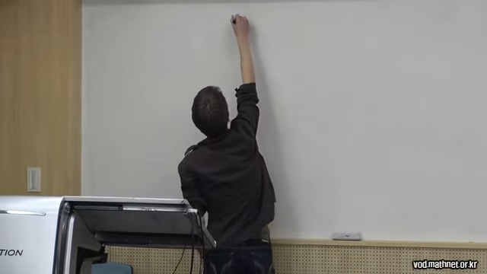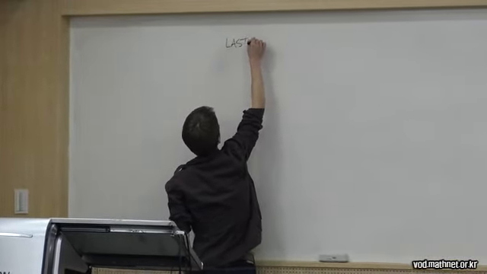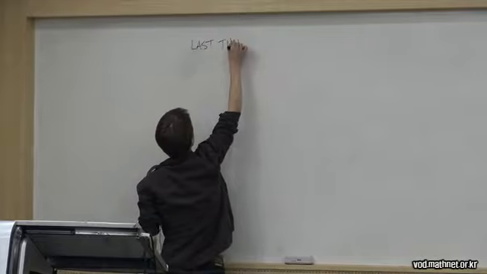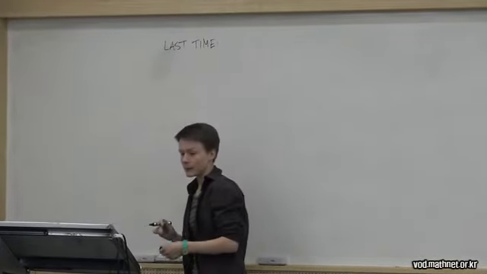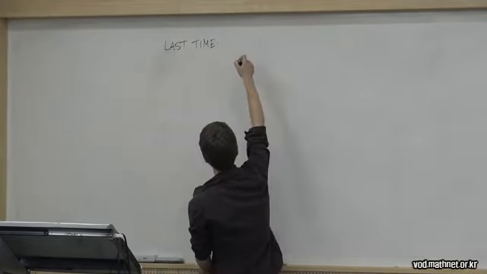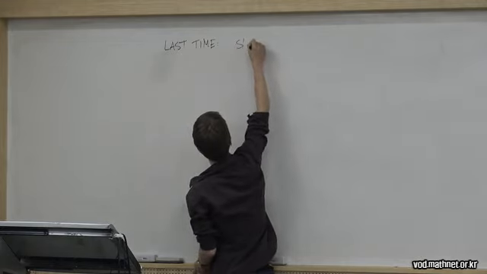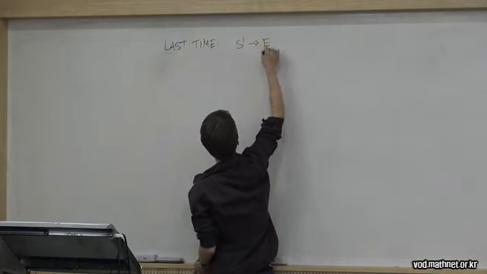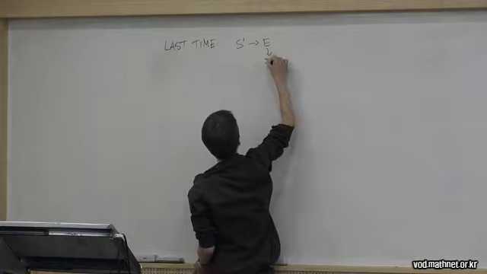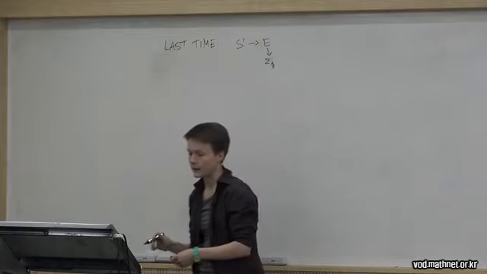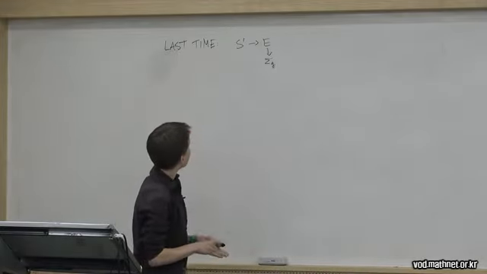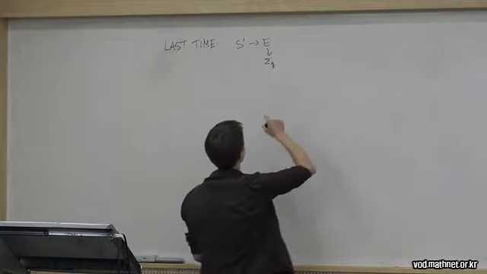Okay, let me start by reminding you what we did last time. Last time I talked about oriented topological circle bundles over manifolds, or especially over surfaces. That's our example. And we defined the Euler class.